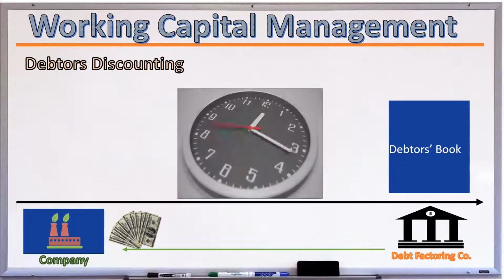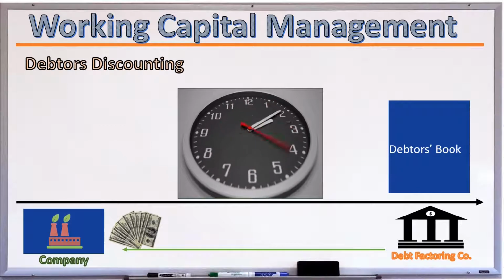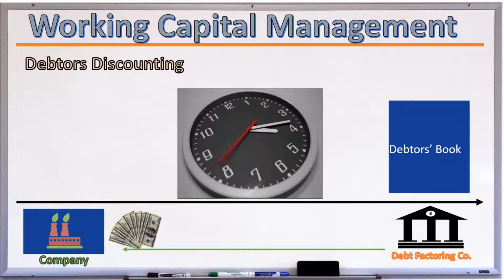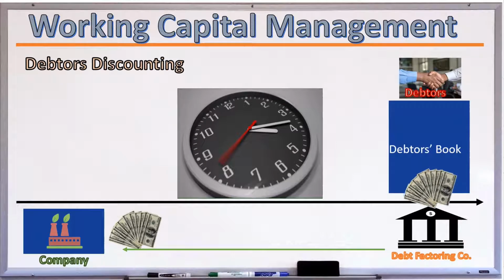The debt factoring company would provide funding to our company at a value lower than the value of the debtors book, and would therefore buy the debtors book at a discount, which would then represent the rate of interest on the transaction. The debt factoring company would subsequently be repaid by the clients or debtors on our debtors book after we had sold the debts to them.